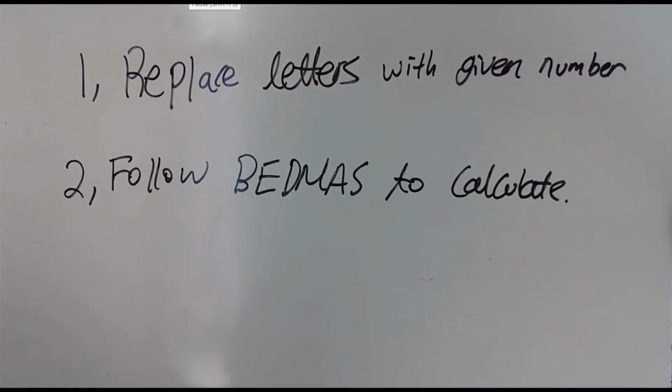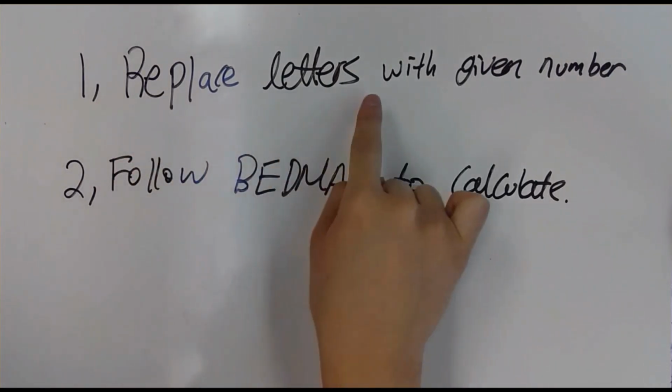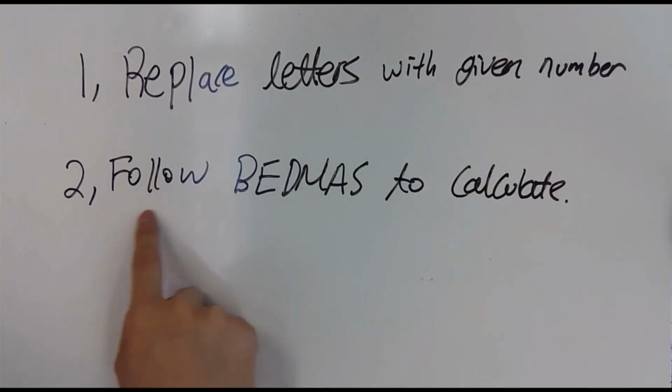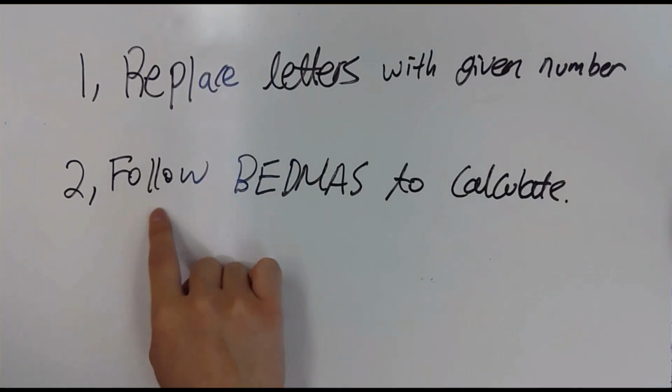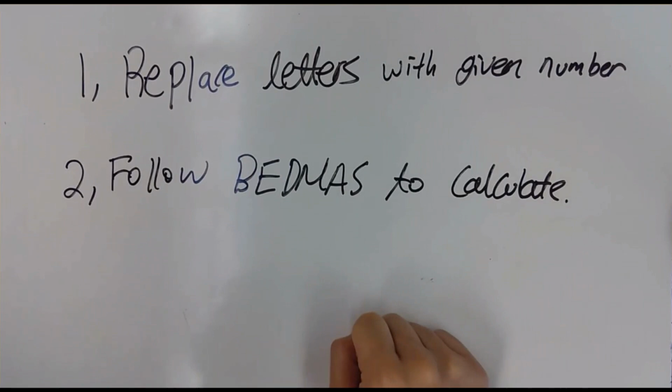So to wrap up, there are only 2 steps that you have to remember. The first thing is you have to replace letters with given numbers. And the second is, after you have replaced the letters with given numbers, you simply have to follow order of operations, or BEDMAS, to calculate your final answer.